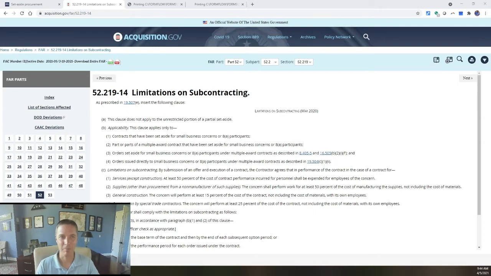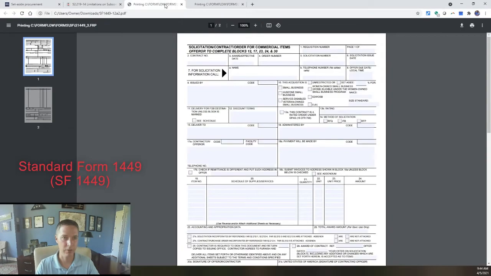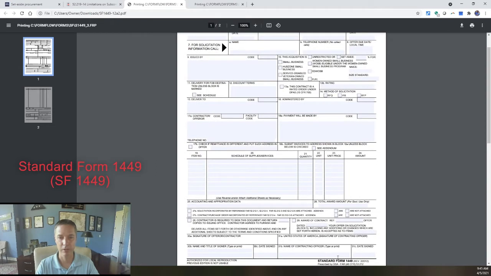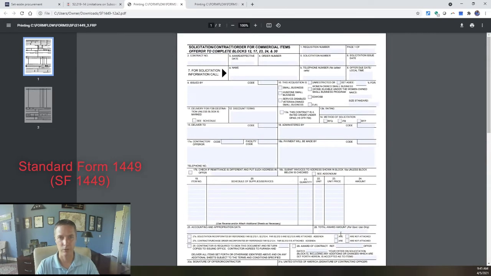So what does that mean? Well, take a look at your contract, and that's the Form 1449. It's going to look something like this. It's a standard Form 1449. That is going to be the top sheet, the cover sheet of your awarded contract. There's this block 10 up here in the top right that says a whole bunch of information. This acquisition is unrestricted, and that means full and open, right? So if it's unrestricted competition, then this part of the conversation does not apply to you.